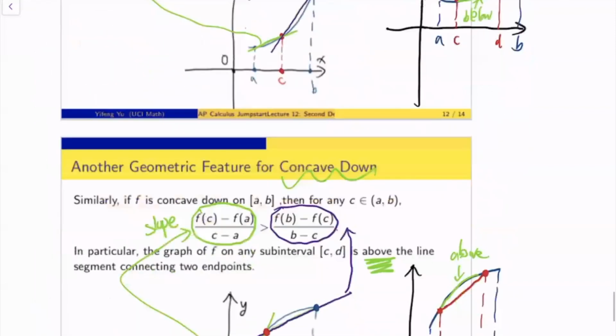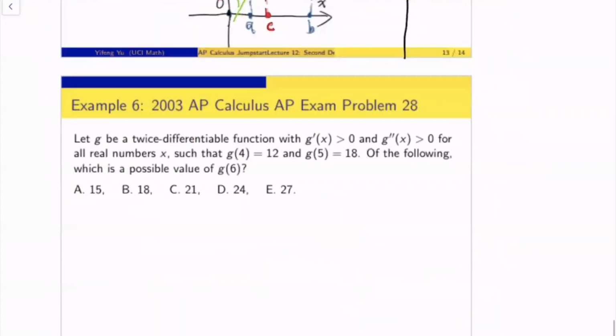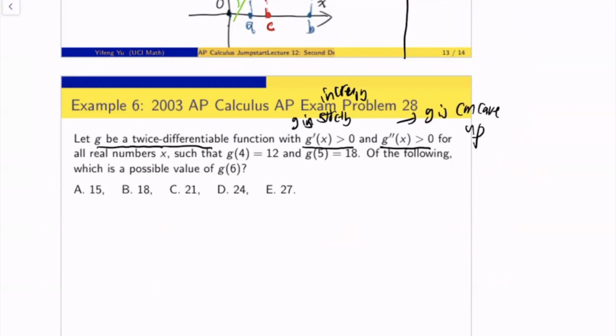Now let's look at a problem from a past AP test. It says G is a twice differentiable function. The first derivative is bigger than 0, so this means G is strictly increasing. The second derivative is positive, so this means G is concave up by the concavity test. All right, let's draw the graph roughly.